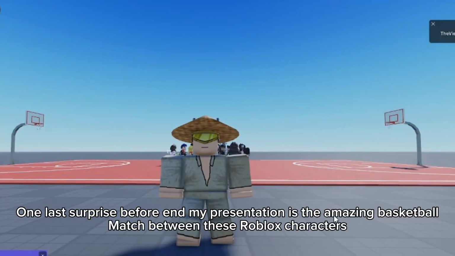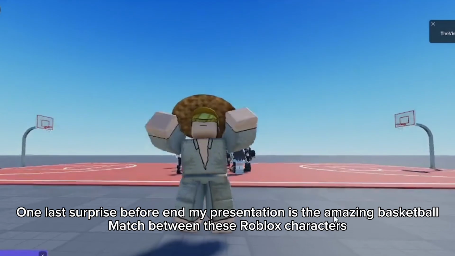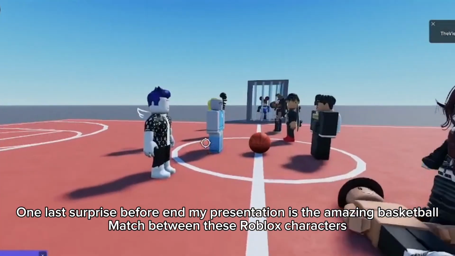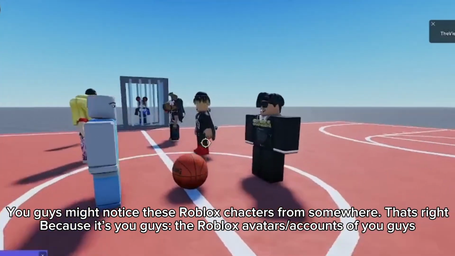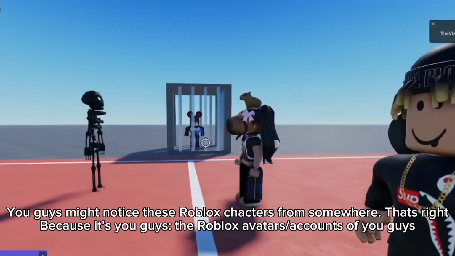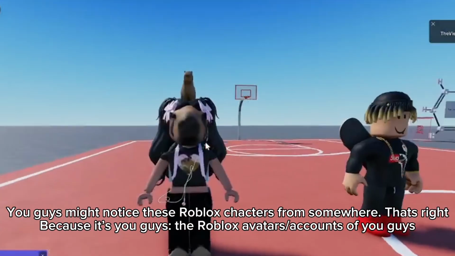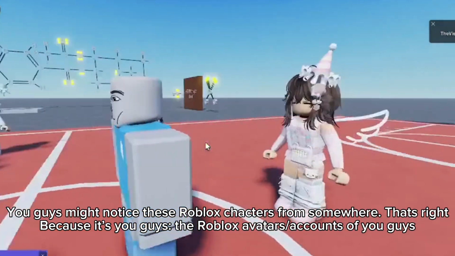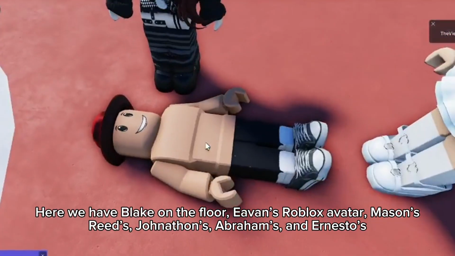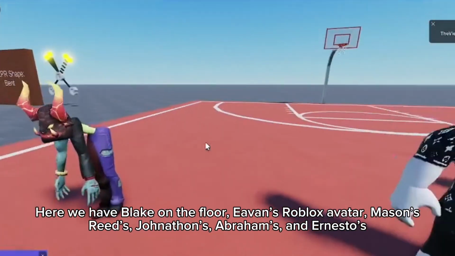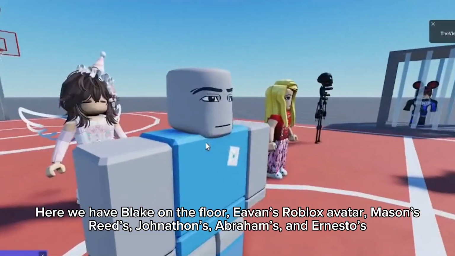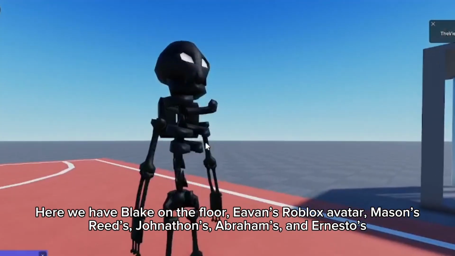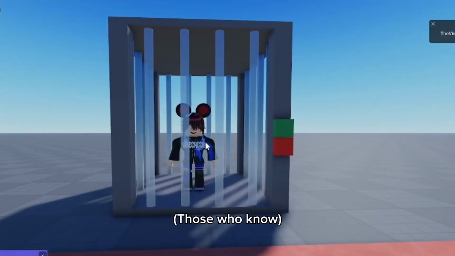One last surprise I have before I end my presentation is the amazing basketball match between these Roblox characters. You guys might notice some of these Roblox characters from somewhere. And that's right, it's because it's you guys. It's the Roblox avatars of my classmates. See, we have Blake here on the floor, Aiden's Roblox avatar, we have Mason's, we have Reed's, we have Jonathan's, we have Abraham's, we got Ernesto's, and we don't talk about this guy.